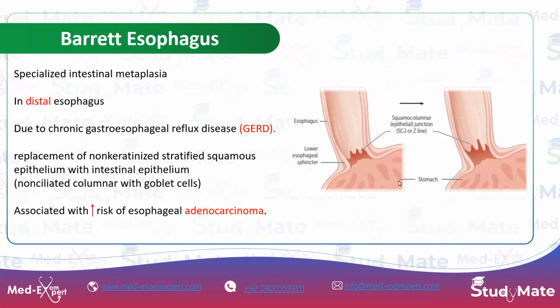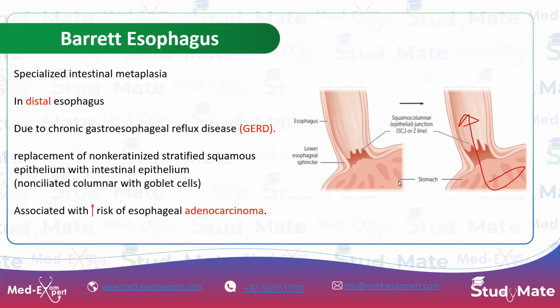Next pathology which we have is the Barrett's Esophagus. So Barrett's Esophagus is a specialized intestinal metaplasia. So metaplasia is basically the transformation of one differentiated cell type to another differentiated cell type. Barrett's esophagus is seen in the distal part of the esophagus. This is due to chronic gastroesophageal reflux disease. जब बार बार स्टमक का एसिडिक कंटेंट esophagus में आता है तो उसको हम कहते हैं chronic gastroesophageal reflux disease.